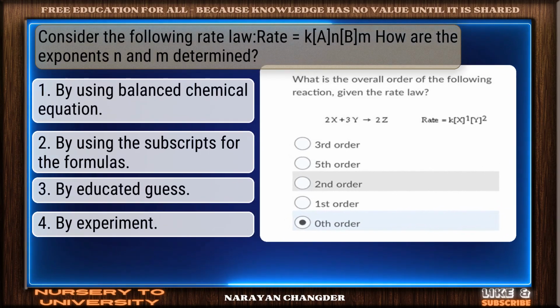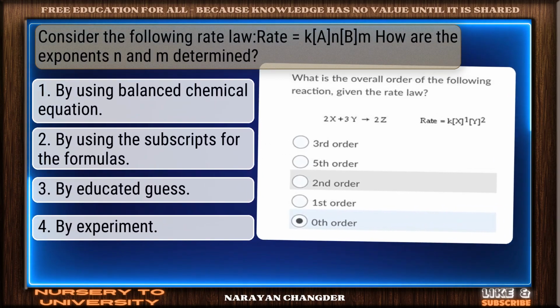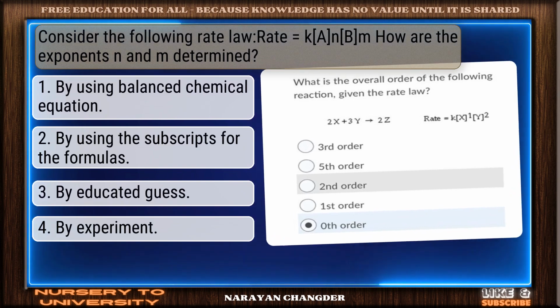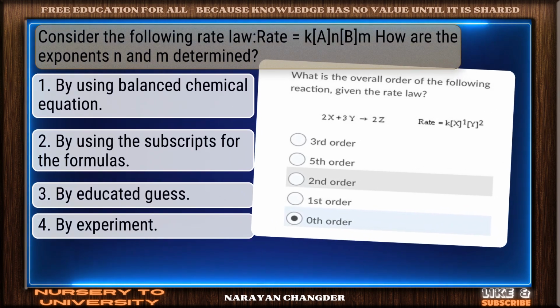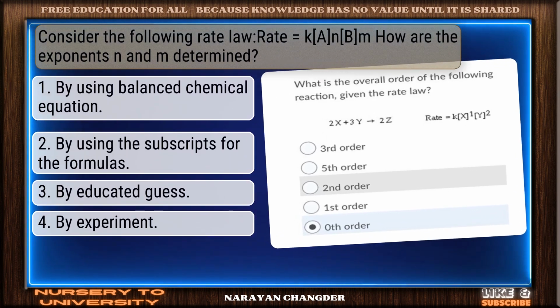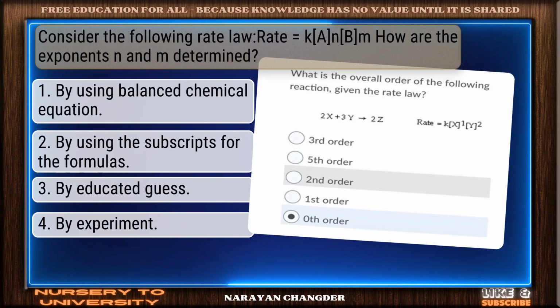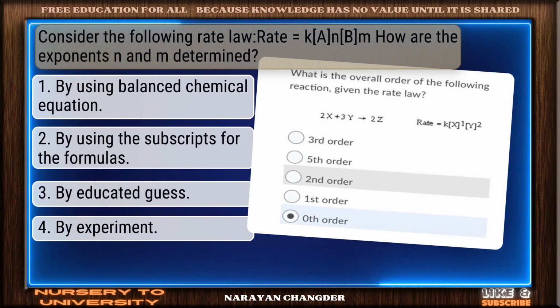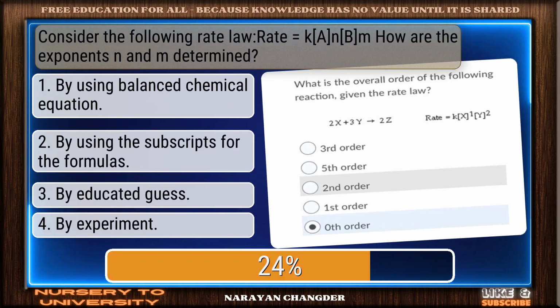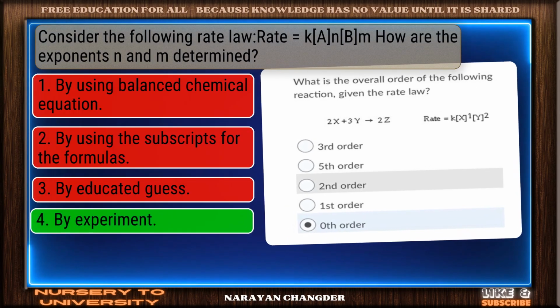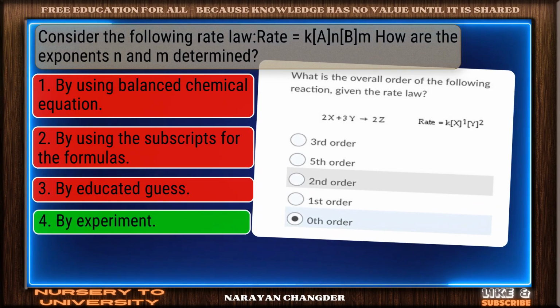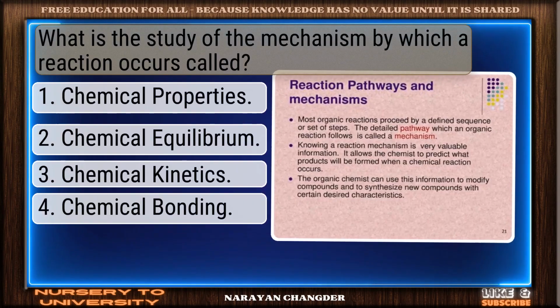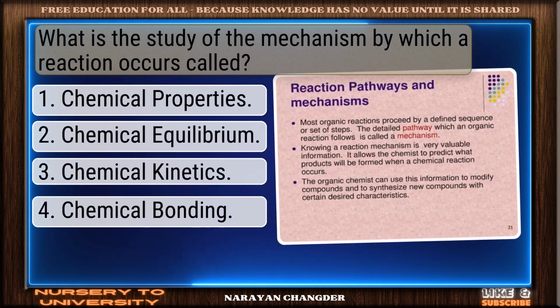Consider the following rate law: rate equals k times A to the n times B to the m. How are the exponents n and m determined? Option 1, by using balanced chemical equation. Option 2, by using the subscripts for the formulas. Option 3, by educated guess. Option 4, by experiment. Great job, by experiment.